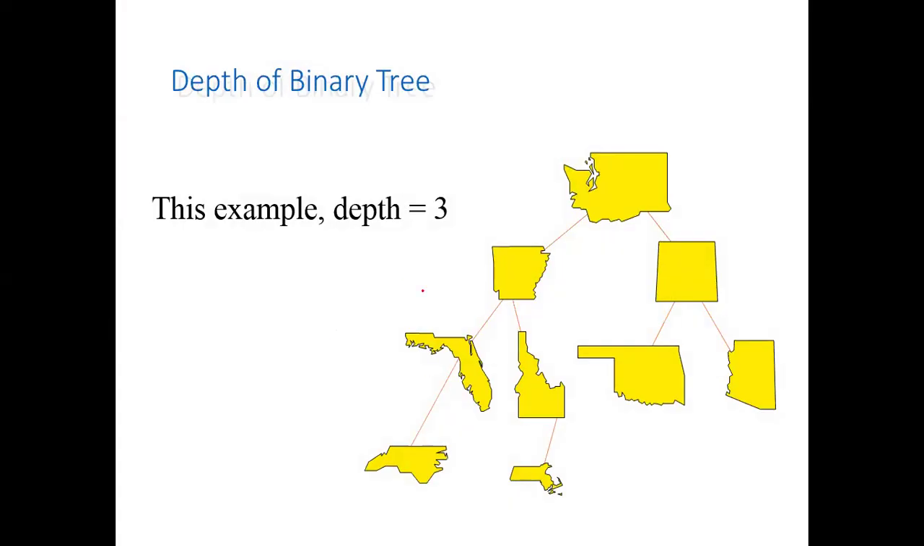Now we are going to see what is meant by the depth of a binary tree. The depth means we have to calculate from the root node towards the leaf node. The depth will be 1, 2, 3. 3 is the depth of this binary tree. Thank you.